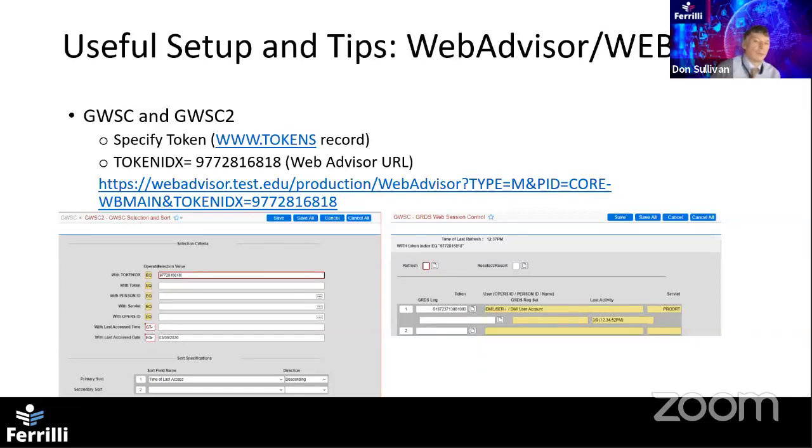If you don't use a token, you could use other things as well. But the token is probably the best, because then you're going to end up with a lot of different sessions, perhaps. As you can see in that next form, in the GWSC form, excuse me, you can detail in there where that token ID is, and that will pull up the same log that we saw before with GRS 0. It'll show all of those things that happened during that WebAdvisor run.